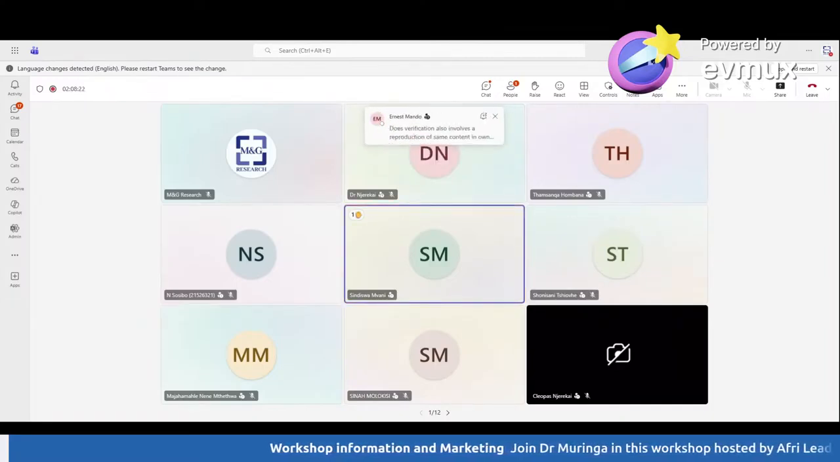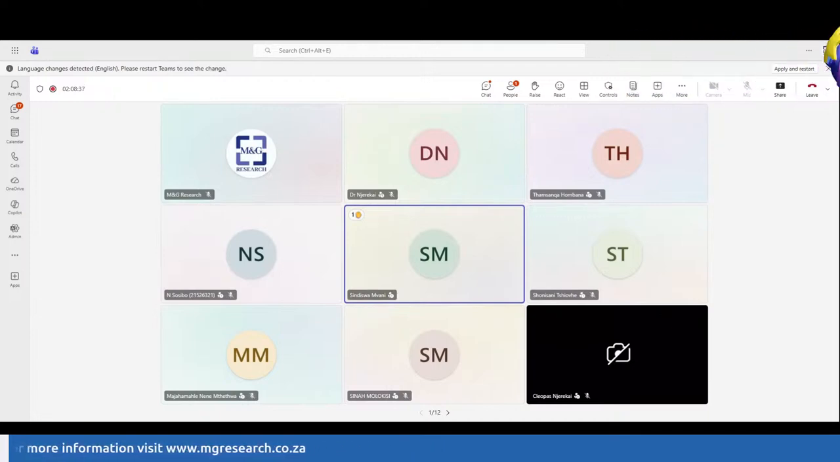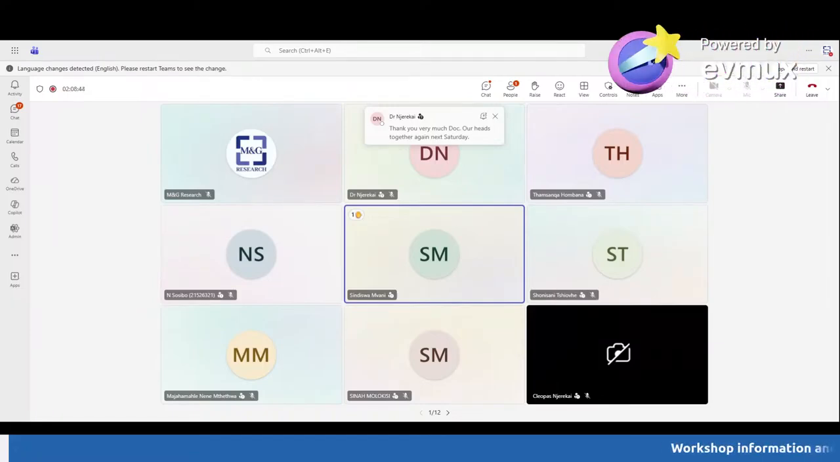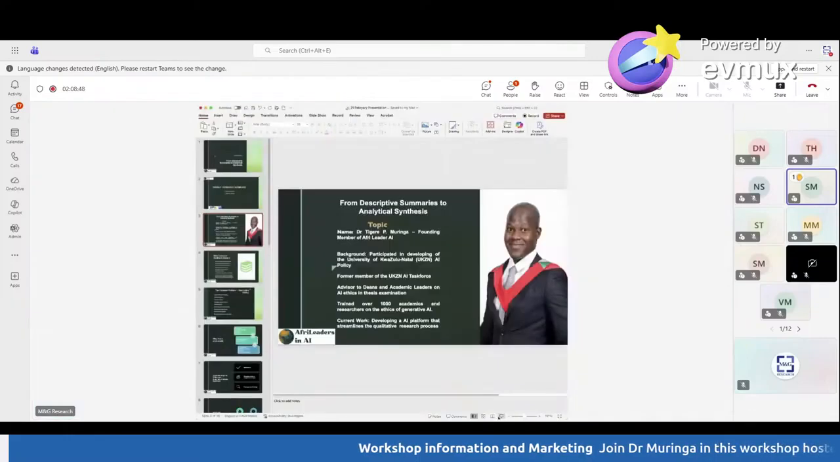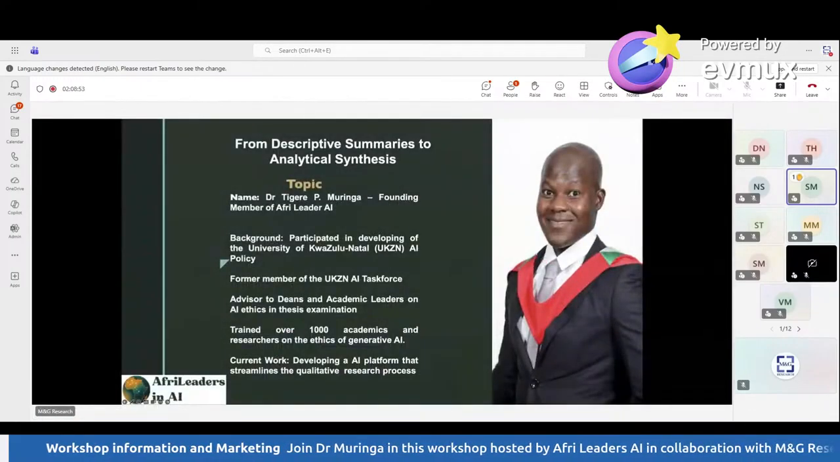Thanks, Doc, for an informative session. Mine is just to check if we can expect, maybe in the future, a session that will talk to the development of questionnaires and interview schedules, maybe getting assistance using AI, so that with the interview questions and the questionnaires, you get the best results that will assist you in the analysis process to address your research questions.